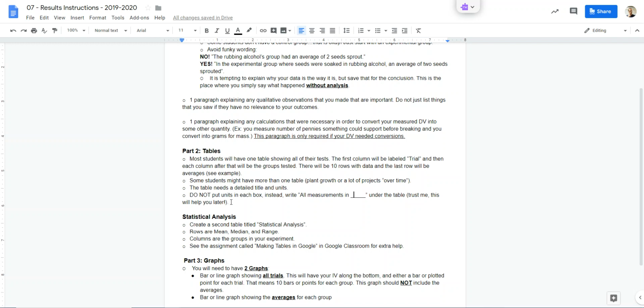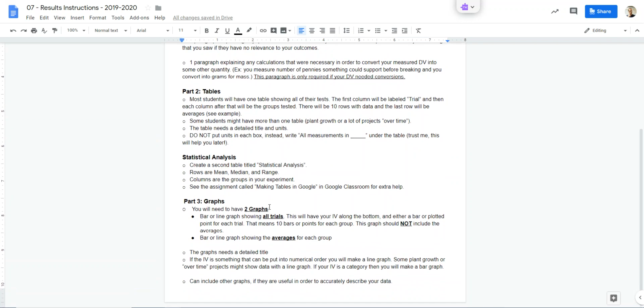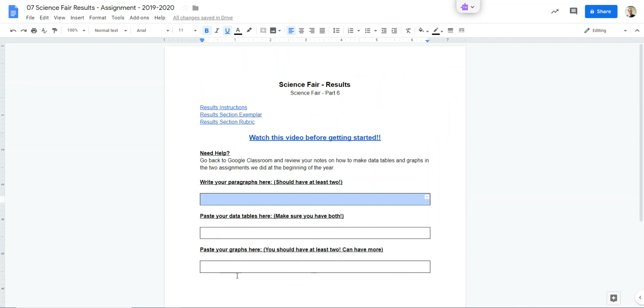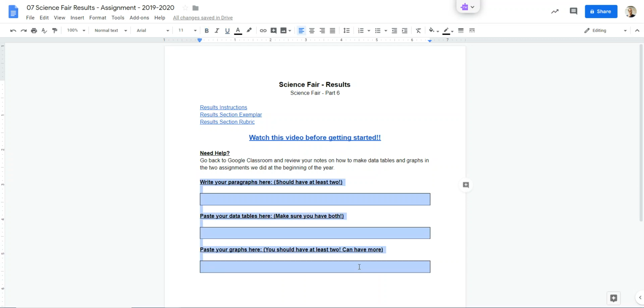You also have some resources if you go to Google Classroom and look at the making tables and making graphs assignments. The next section, the last one, is all about your graphs. Again, this is just like what we've done for our labs in class. You're going to have one graph that just shows the trials and another graph that just shows the averages. Do not make a graph that shows mean, median, and range. Make sure you're following the instructions here. And those last things, the tables are going to go in this box. Your graphs are going to go in this box. That's going to round out this whole assignment.